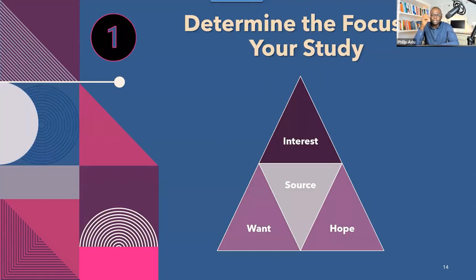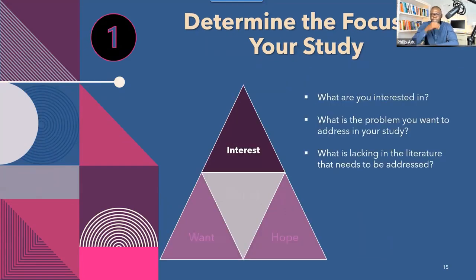So as a qualitative researcher, you have to be able to determine the focus. So how do you determine the focus of the study? There are 4 things that you have to think about: the interest about the subject matter or the topic, what you want to achieve, the source of the data, and what you hope to achieve or expectation, right?